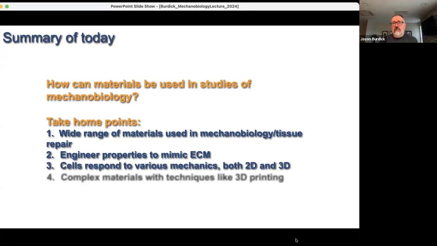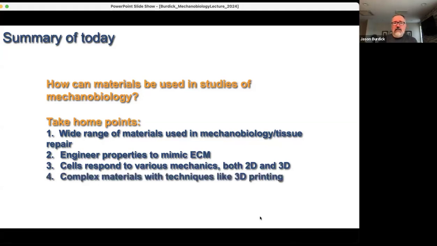So the exact same material, if a cell sees it in 2D and can spread and interact with it, might guide the cell to a very different behavior than if they're in 3D in a confined environment where they can't sense it or interact with it the same way. So maybe then you need degradation to influence their ability to interact with those materials. So the context of materials and dimensionality is really important.